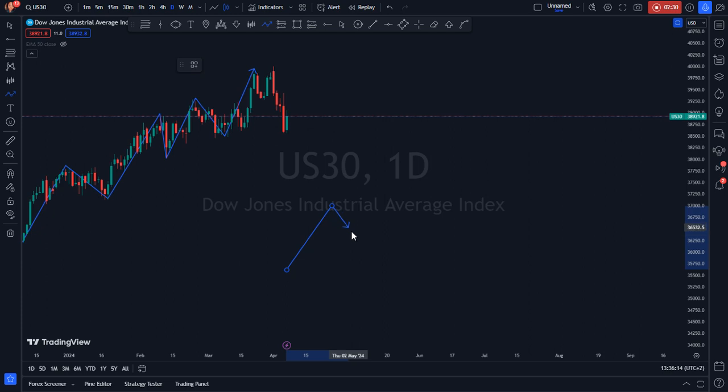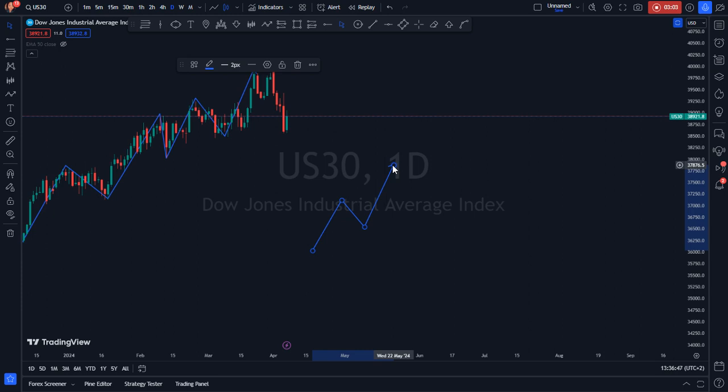If I have a structure which looks like this, to me, this kind of structure, this double top that is happening right here, indicates that this is the end of this impulsive phase. Because remember guys, the moment we have a chart which looks like this: impulsive, correction, impulsive.